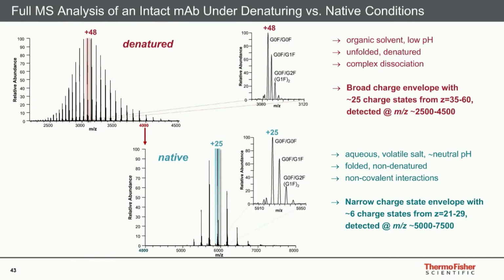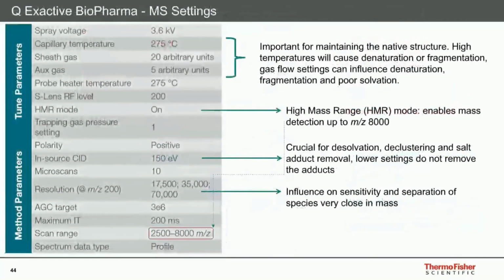There are, on one hand, a few settings that relate to the ion source. On one hand, the capillary temperature, which should be kept as low as possible to maintain the protein in the native structure. And also, the gases in the ion source are really relevant to ensure good desolvation, also stability of the spray, and a very good sensitivity.